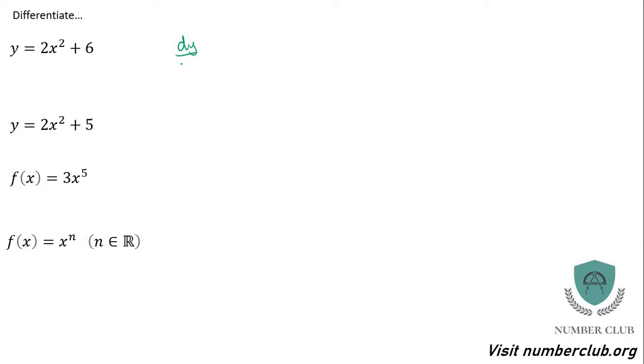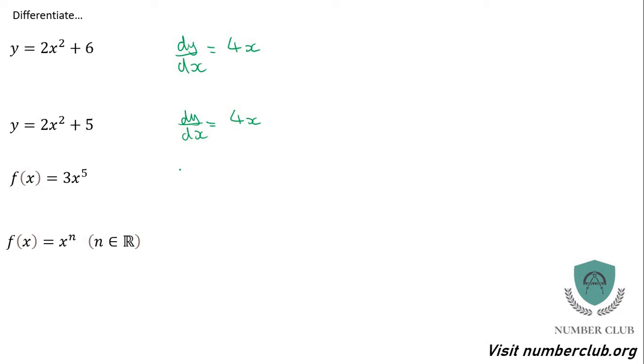So dy by dx would be equal to 4x, and that's it. Okay, bring down the power, take one off the power. And the constant, well, that's an x to the 0, isn't it? And so it just disappears. Dy by dx here would be bring down the power, take one off the power. So you should notice something there. We'll talk about that in a minute. That's really important, what we need to notice.